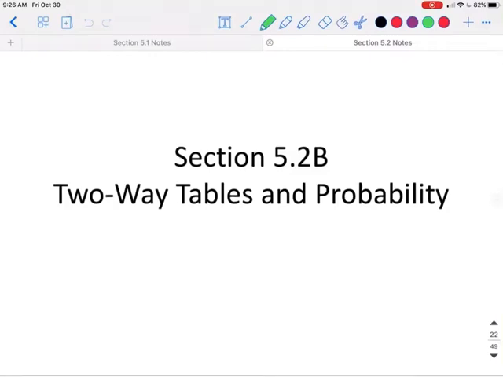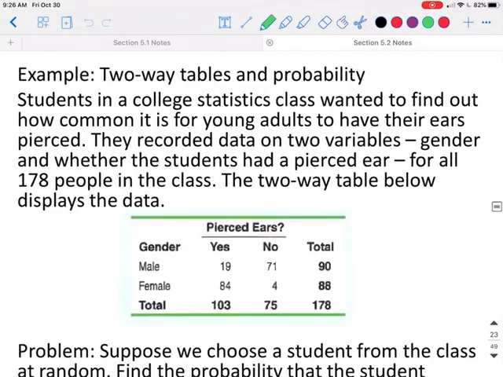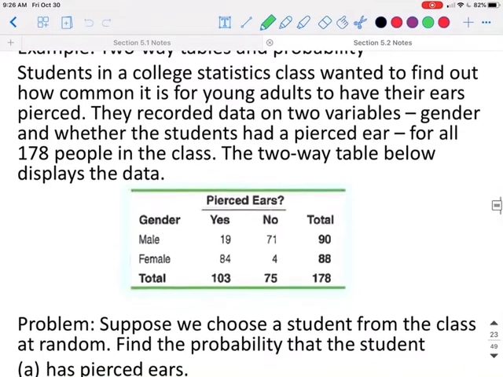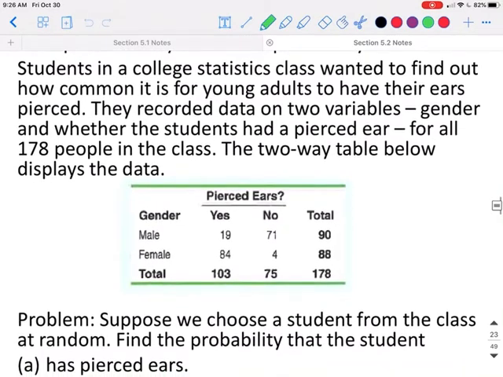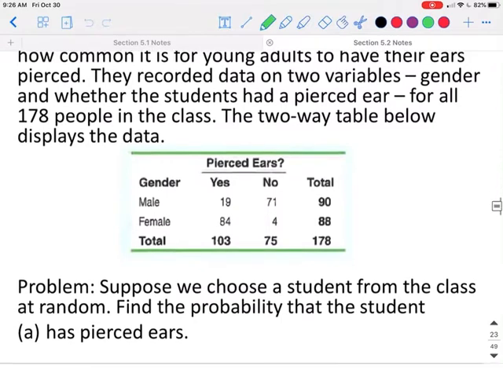This is Section 5.2, Part B, Two-Way Tables and Probability. Students in a college statistics class want to find out how common it is for young adults to have their ears pierced. They record data on two variables, gender and whether the students had their ears pierced. For all 178 people in the class, the two-way table below displays the data.